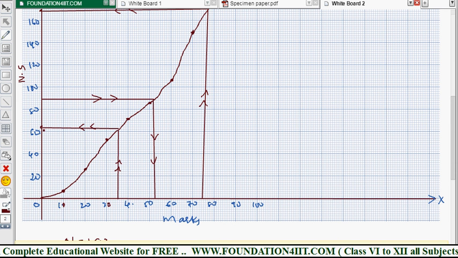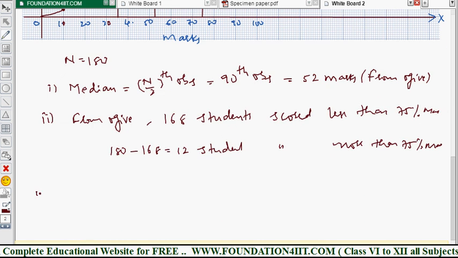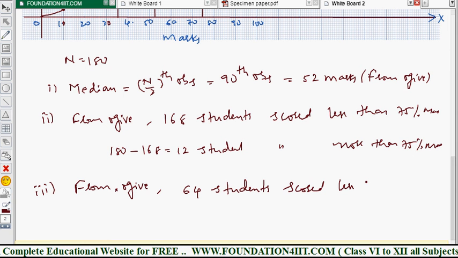That means every 1 millimeter is 2 lines. So 64. That is 64, right? So therefore, it touches the point at 64. So from the ogive, 64 students scored less than 35 marks percentage.